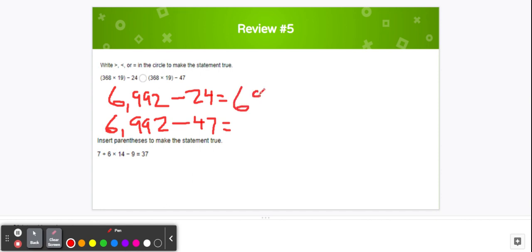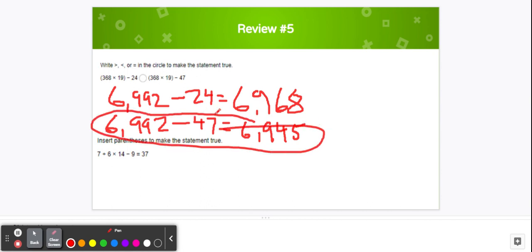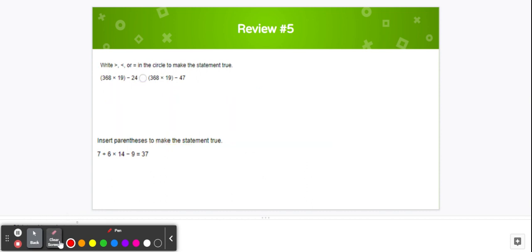So that's 6,968. And then this one is 6,945. That's less, right? This one's less. So it proves it again that it would be like this. The one that's minus 24 is always going to be bigger, no matter what number we put in there.